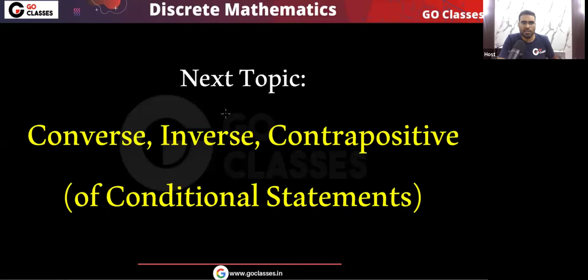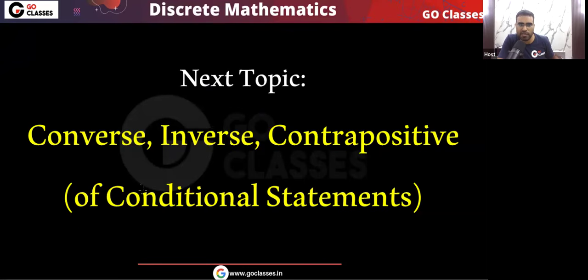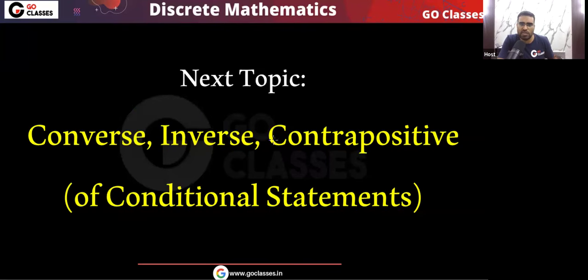Now let's see the next topic, that is converse, inverse, contrapositive. What is converse? What is inverse? What is contrapositive of a conditional statement? If you have a conditional statement, then from it we can create a new statement that is converse, a new statement that is inverse, and a new statement that is contrapositive.